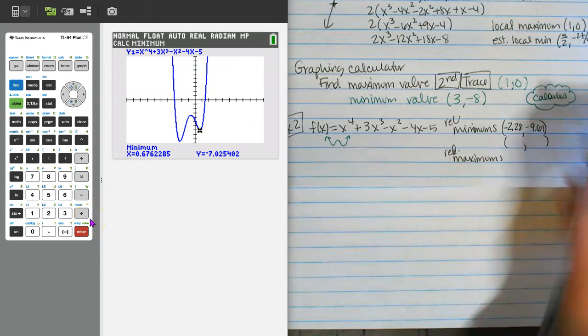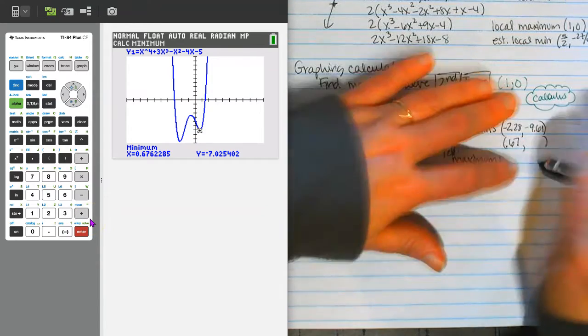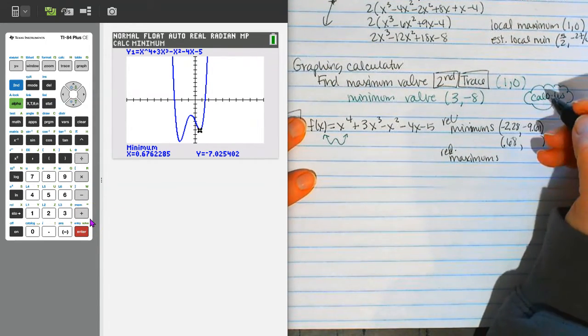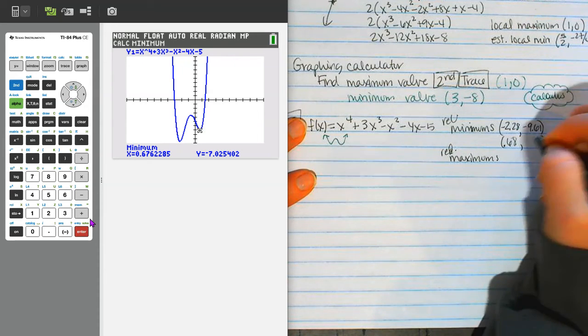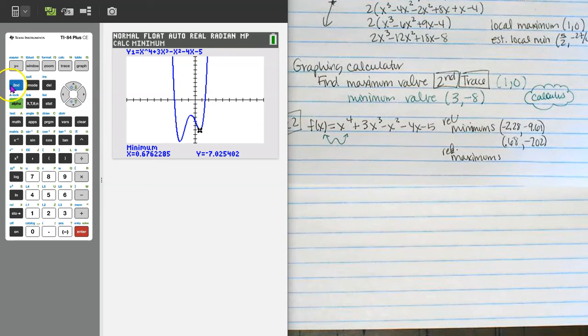And this value is 0.68. Make sure to round nicely. And -7.02. And then maximum works the same way.